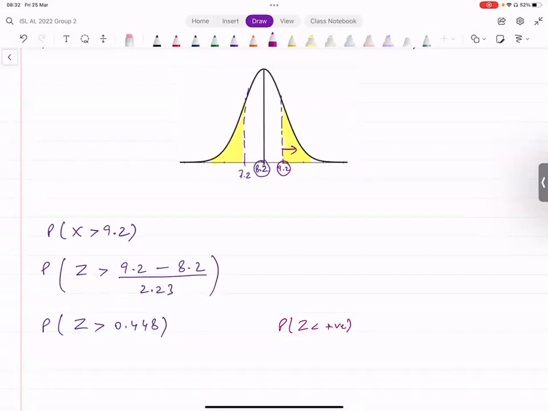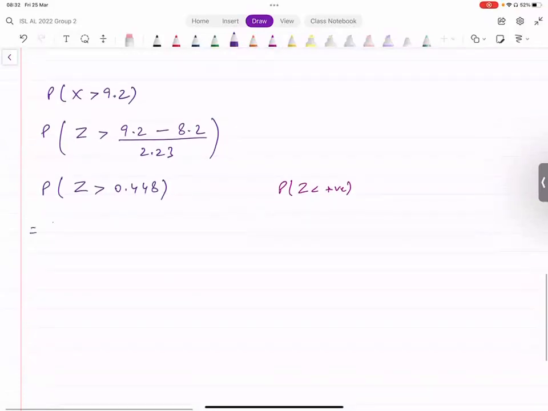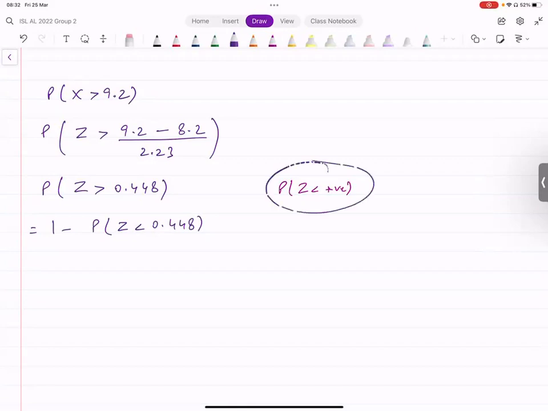आपके पास आया। हम क्या कर सकते हैं, वी कैन से दिस एरिया इज द सेम एज 1 माइनस द एरिया टुवर्ड्स द लेफ्ट ऑफ दैट। तो 1 में से लेफ्ट वाला एरिया माइनस कर देते हैं, हमारी स्टैंडर्ड फॉर्म आ जाएगी। दिस इज कन्वर्टेड टू 1 minus probability of z less than 0.448. Now this is the standard form, z less than something positive, and now we can find this from the table.